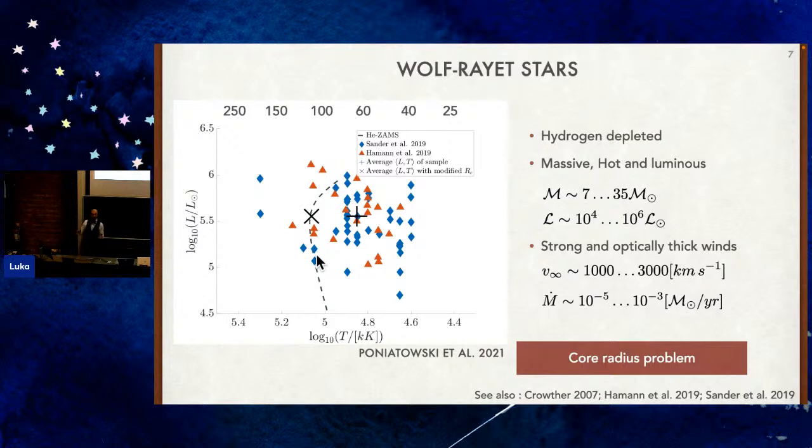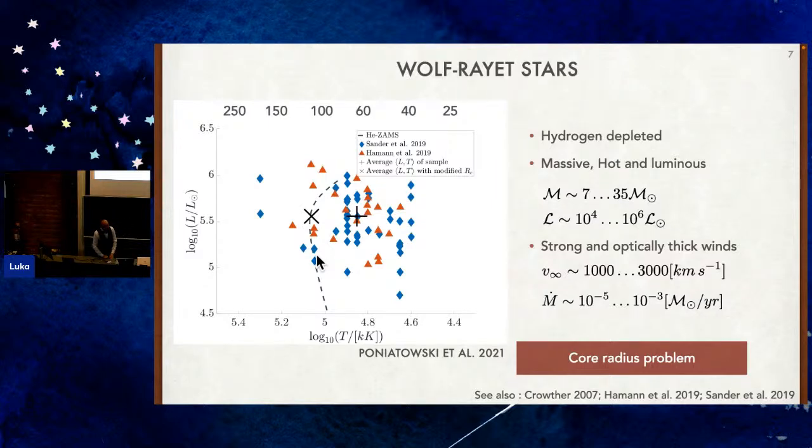This discrepancy in inferred temperature we often refer to as the core radius problem. That is because for a given luminosity, the temperature of the star can be computed from the radius. And since we see stars colder than we would expect, it means that observationally we infer stars to be much larger than we would expect from our calculations. Today, I will try to give at least some first insights into what might be the solution of this core radius problem.